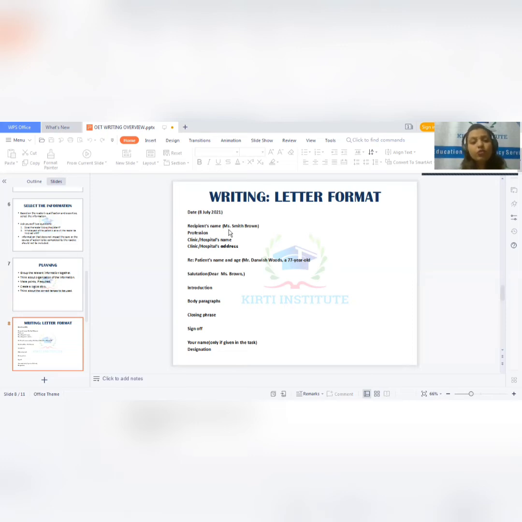If it is not given, you can move to the profession. If it is given, you should start with the name, then write the profession, then the clinic or hospital's name, then the clinic or hospital's address. All this information will be given in the writing task, so you are just going to copy and paste it. You are just going to see and write over here.